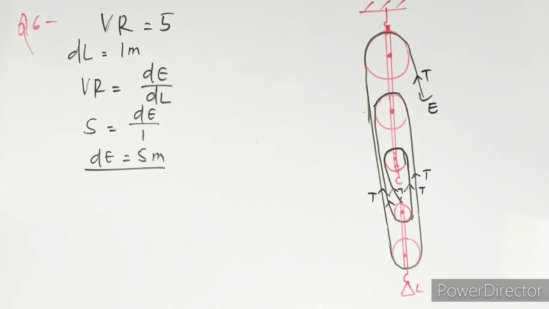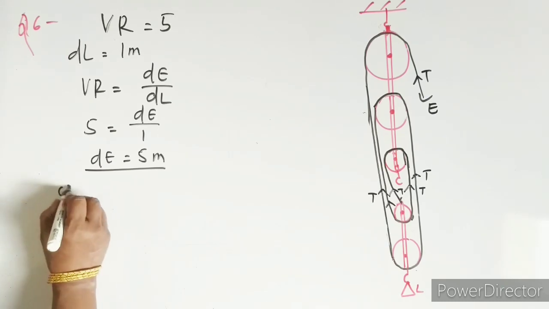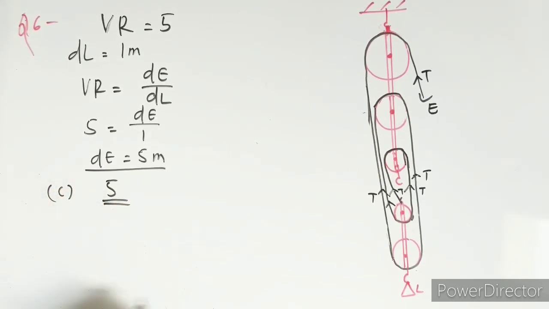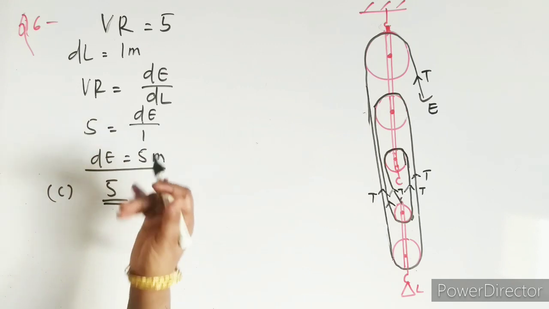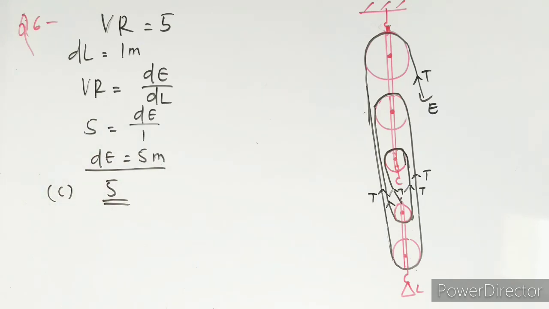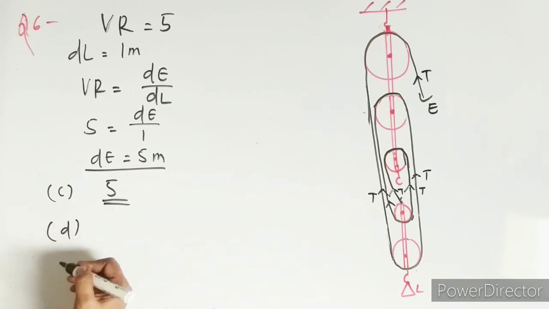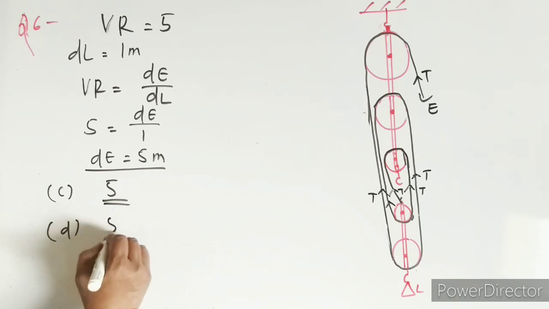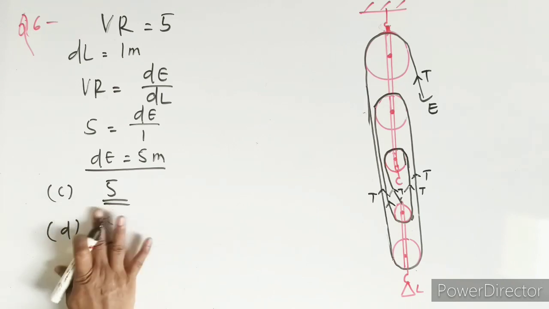So what is the next question? State the number of strands of the tackle supporting the load. So the third bit will obviously be 5. 1, 2, 3, 4, 5. Then next, what is the mechanical advantage of this system? Nothing is given here, so obviously mechanical advantage will be 5 only. This one will be the D bit. What is the mechanical advantage of this system? Here this one will be 5.